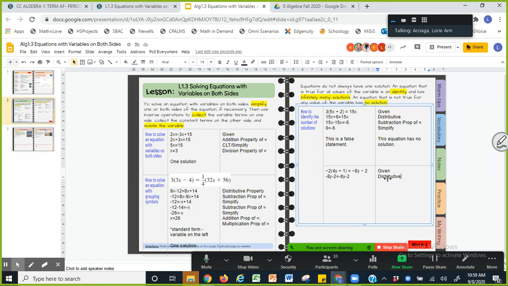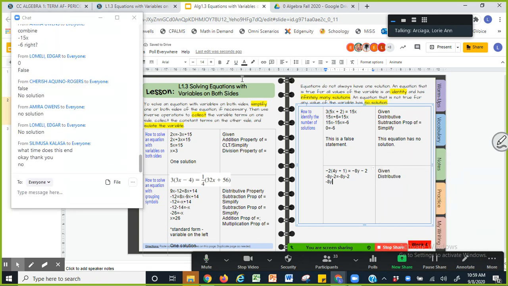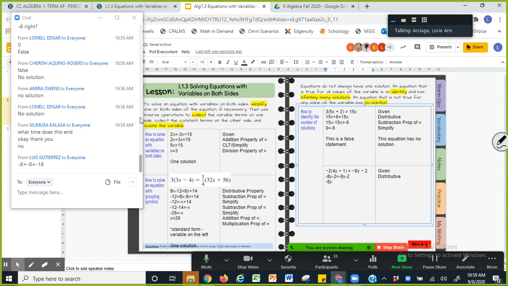So what conclusion can we make? Or maybe you don't know what conclusion to make yet. You still see variables on both sides, Mr. Arciaga. Don't you combine them? What do you guys think? Can we combine the 8y's together? I'll start writing the first 8y on the left-hand side. And Louise said negative 8 plus negative 8.